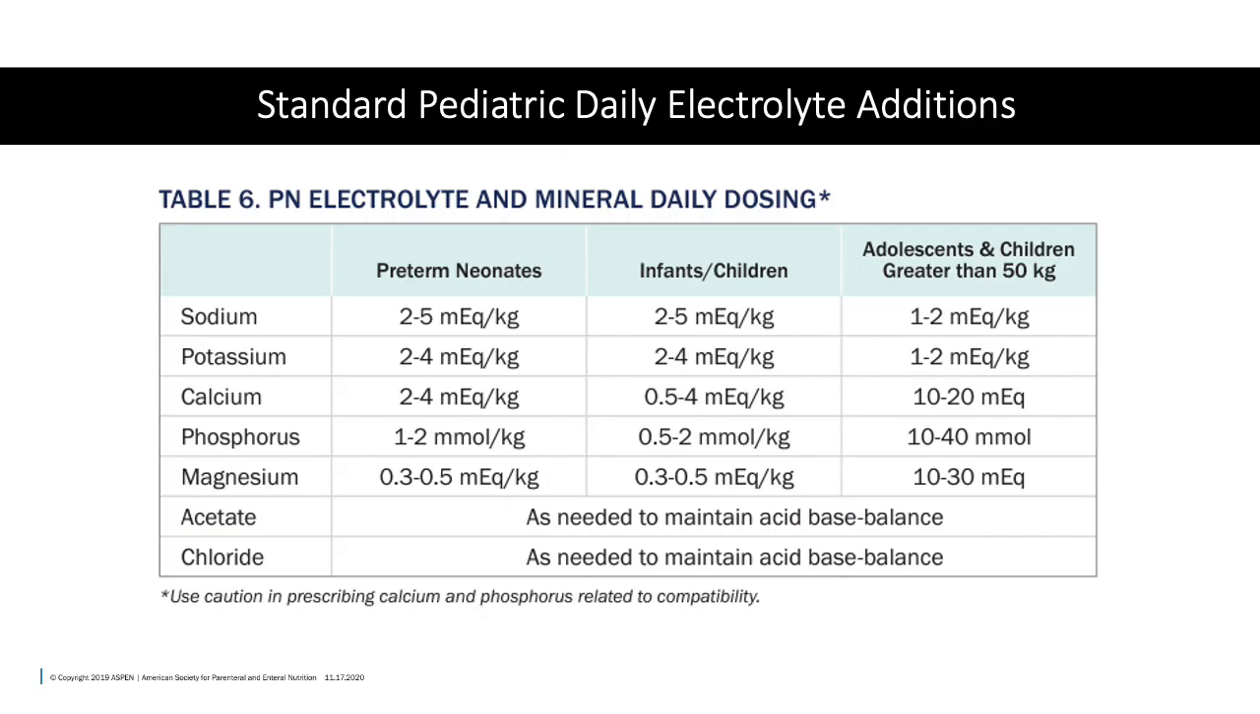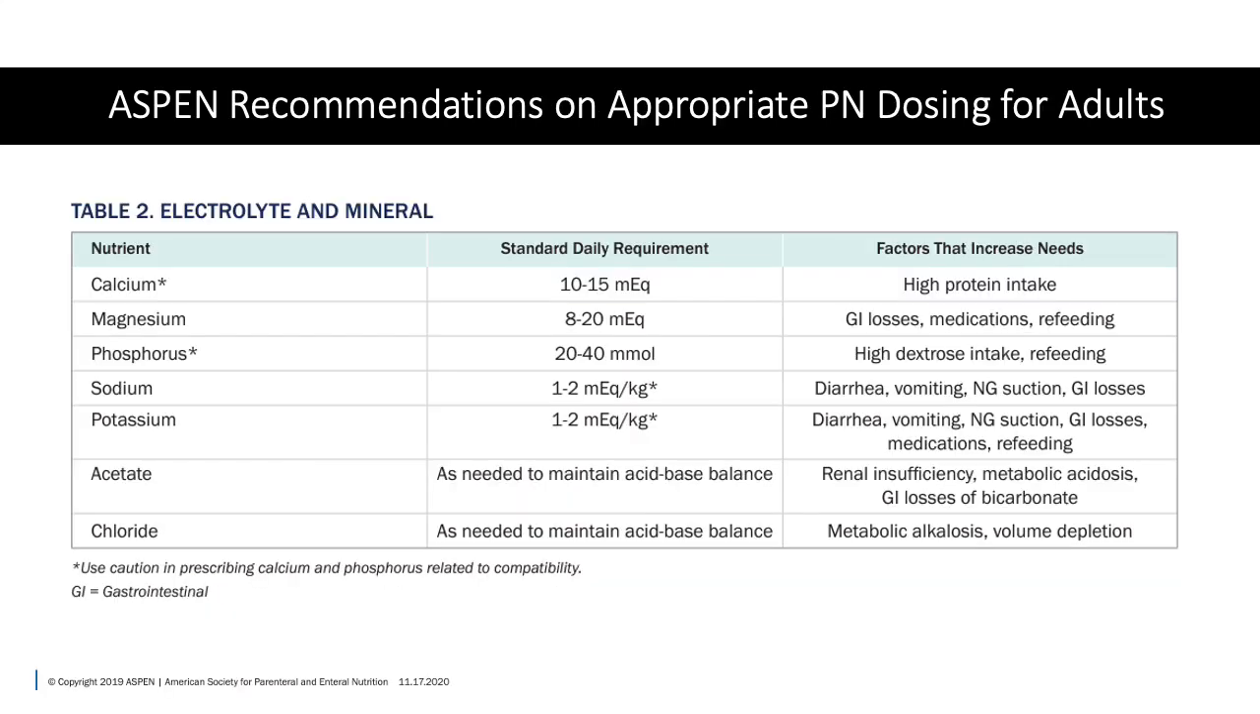Here's the standard dosing of electrolytes for the pediatric populations. You can see the asterisk at the bottom. It says use caution in prescribing calcium and phosphorus related to compatibility. We'll talk a little bit more about calcium phosphorus solubility in Module 6. Here's standard electrolyte dosing per ASPEN.